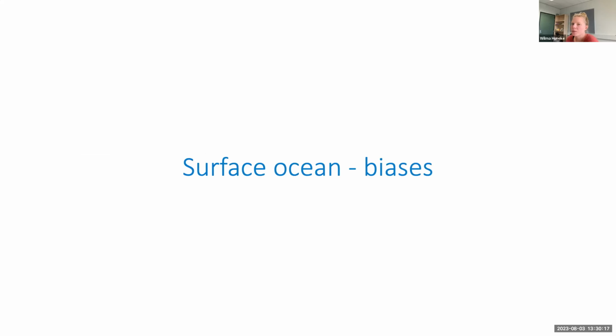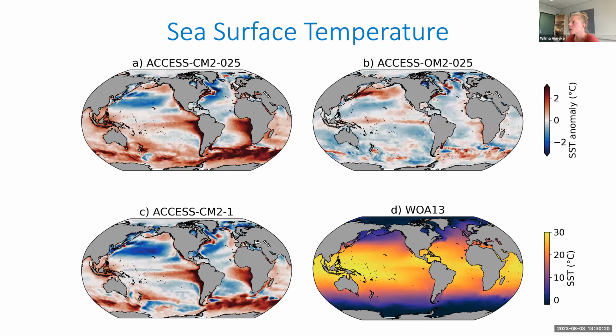Okay, so I just picked a few random figures to first show some of the biases. Here's sea surface temperature, and what I'm doing is comparing the quarter degree coupled model here top left to the 1 degree coupled model, and also to the ocean-only version where applicable. And at the bottom here we have the observations. That's the full temperature field, and the other ones, the models, are the anomalies.